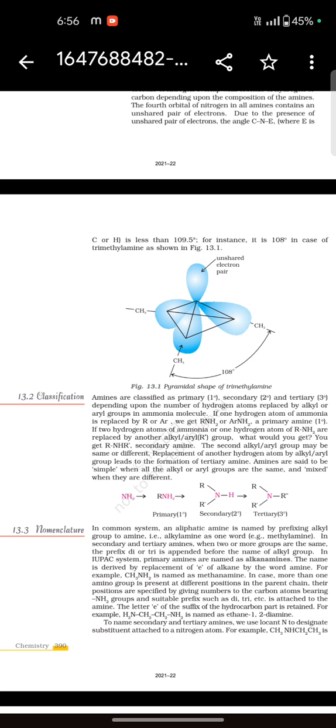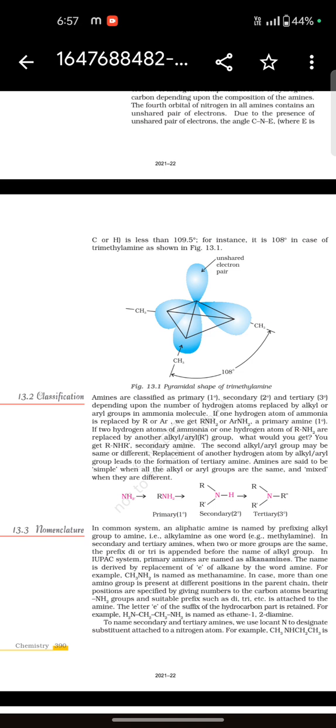NH3 gives RNH2, which gives NH connected to R and R', which gives N attached with R', R'', which is a tertiary amine.